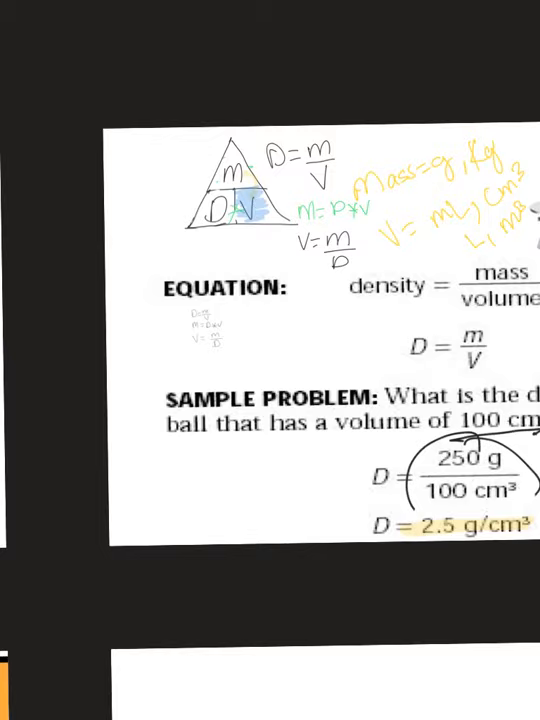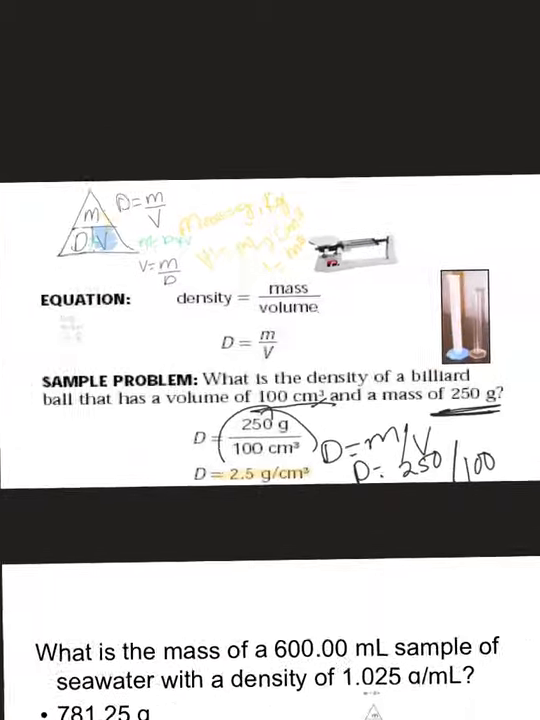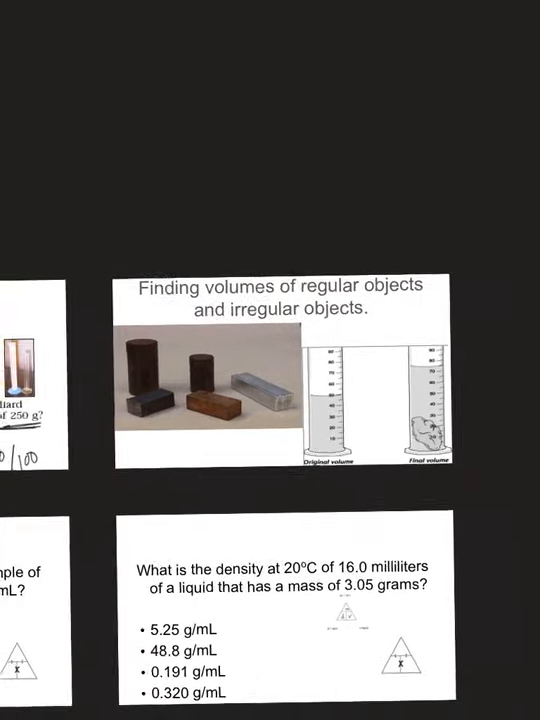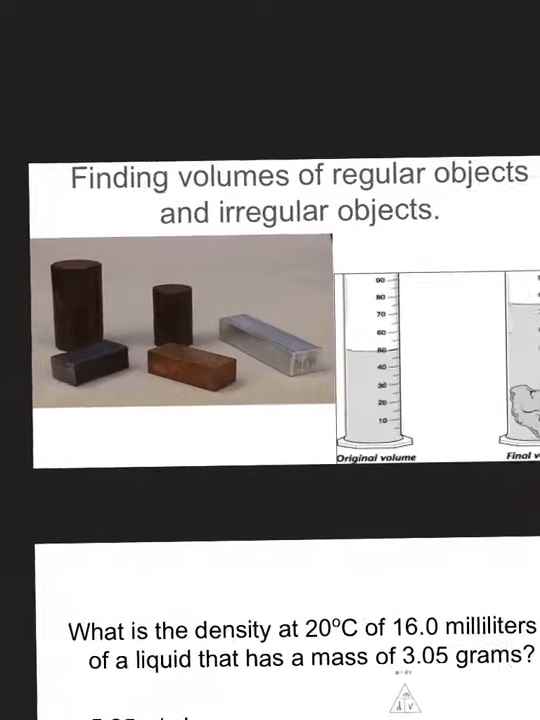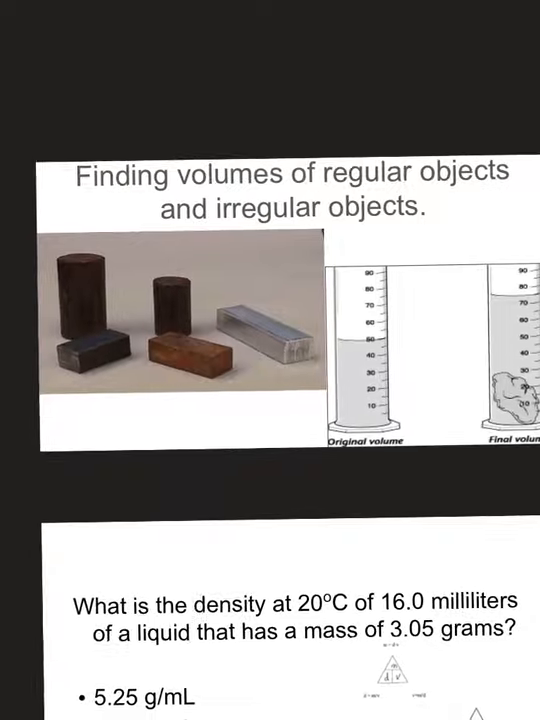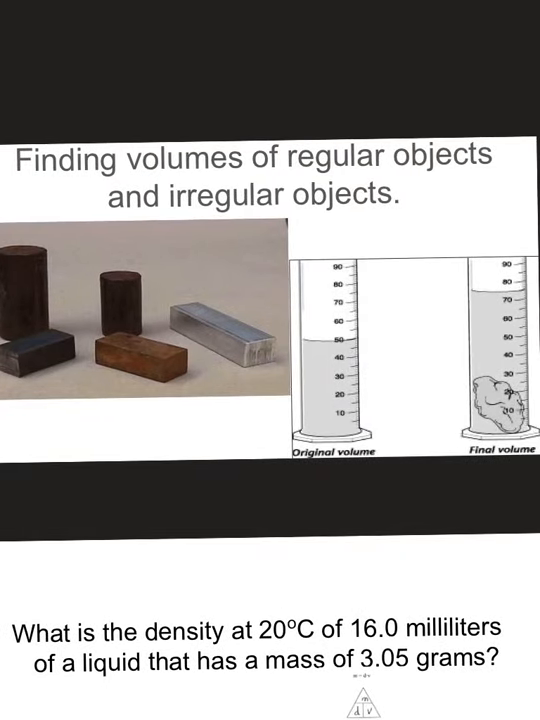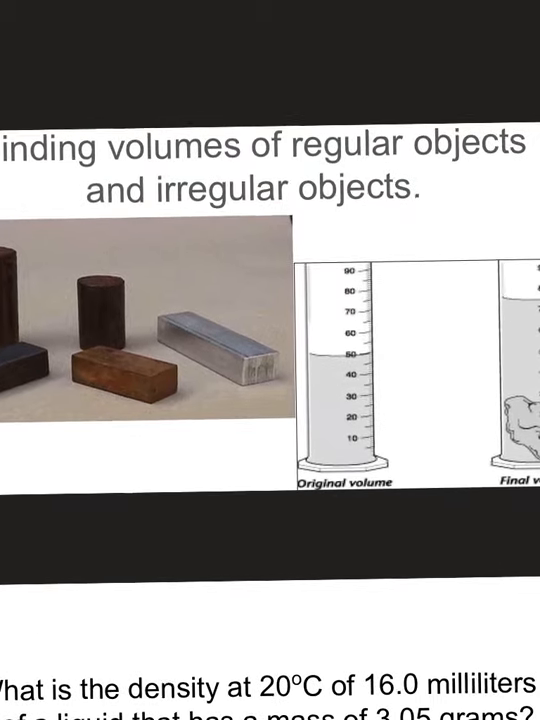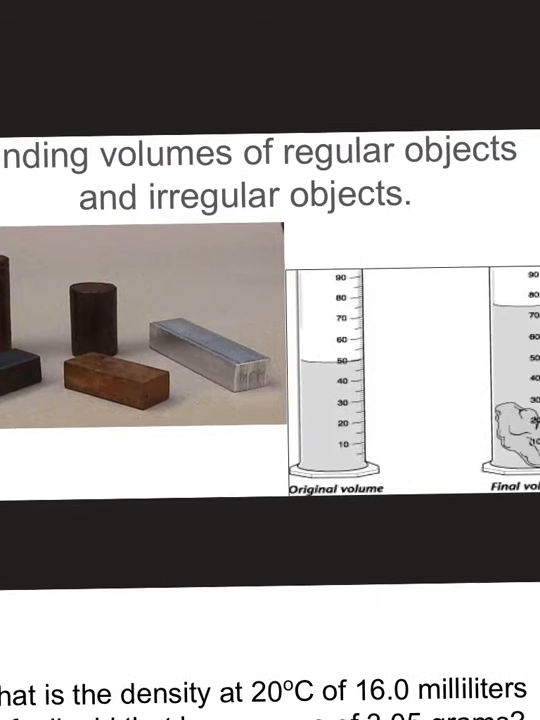All right, so let's do some practice problems, shall we? So we're going to move on. And let's talk about, so that's easy when you have things where you're given the mass and the volume. But what about if you have a regular or irregular object? What are you going to do?